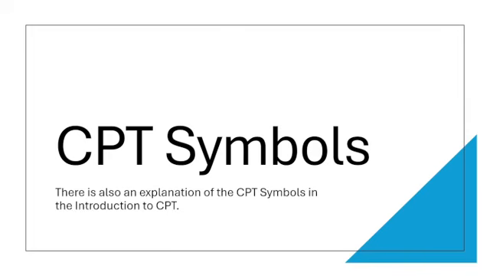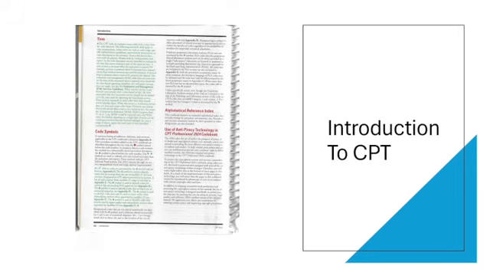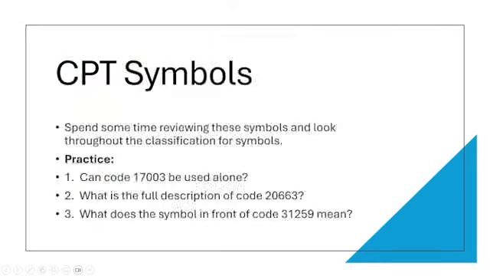But there's also an explanation of the CPT symbols in the introduction to CPT at the front of your CPT book. So look in the introduction and go down to code symbols. It explains in detail how to use each of the symbols. Spend some time reviewing these symbols and look throughout the classification for these symbols. I put 3 practice questions here for you to start putting these symbols into practice.